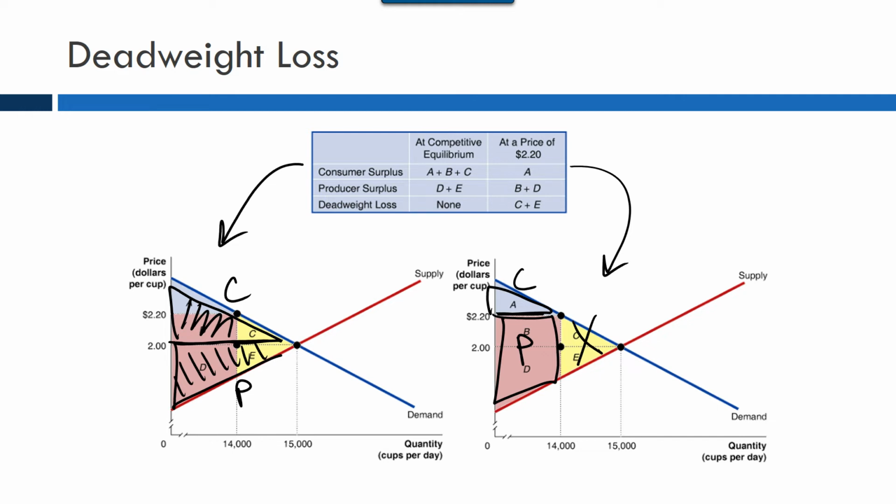If we had a price that was below equilibrium, we'd have a very similar thing, except that the consumers would be gaining and the producers would be losing, and so it would be kind of the flip-flop of this one. So that's basically the idea behind consumer and producer surplus.